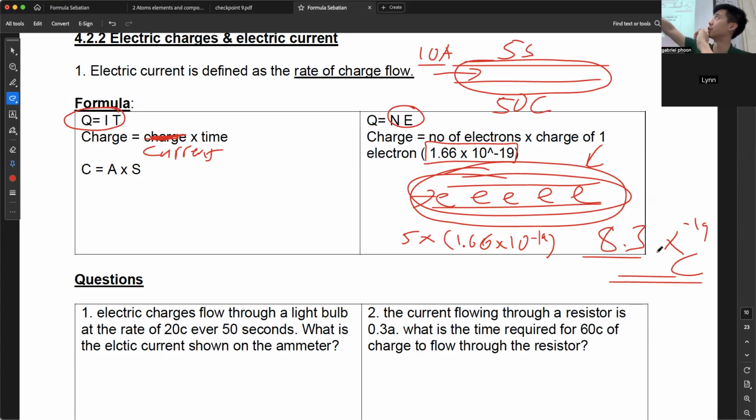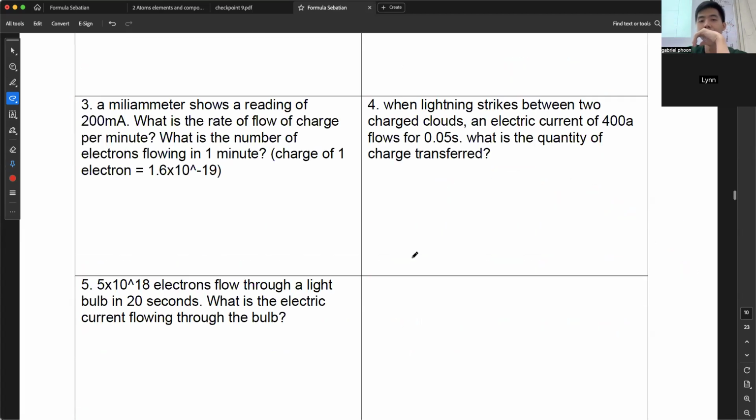So I have two formulas I introduced today. Q equals IT, one charge formula. The second formula is Q equals NE, number of electrons multiplied by the charge of a single electron, which is E, a constant number. Please attempt the 5 questions right now.